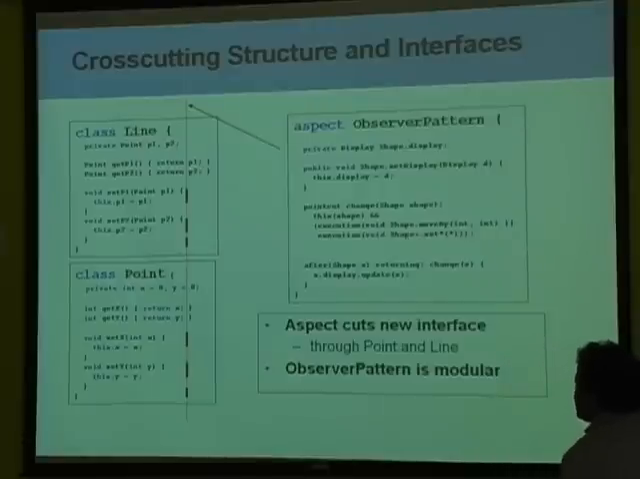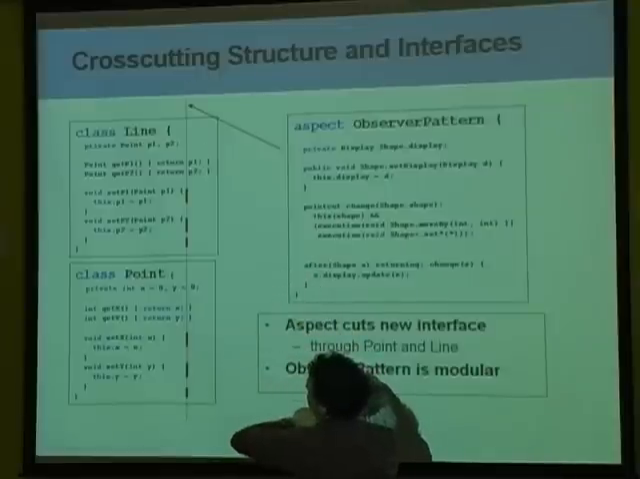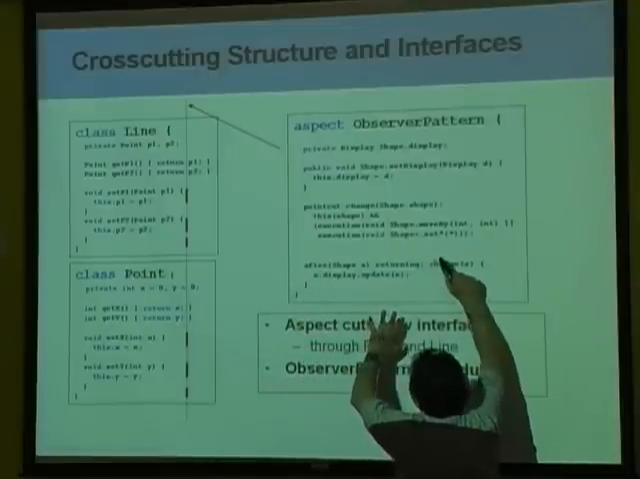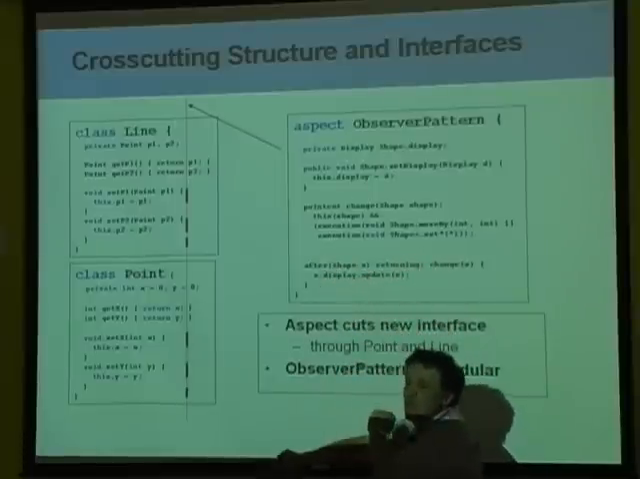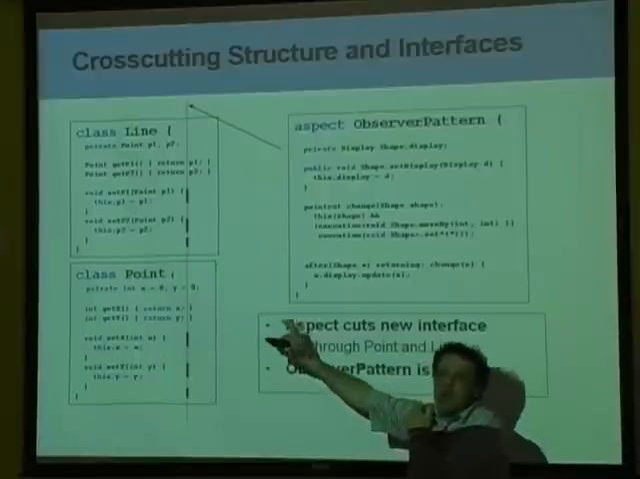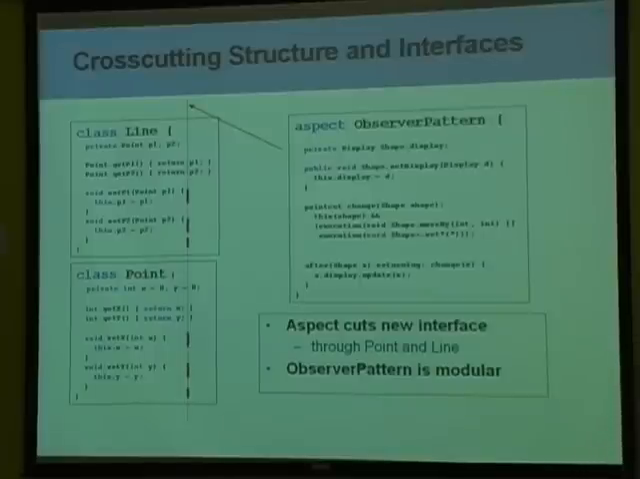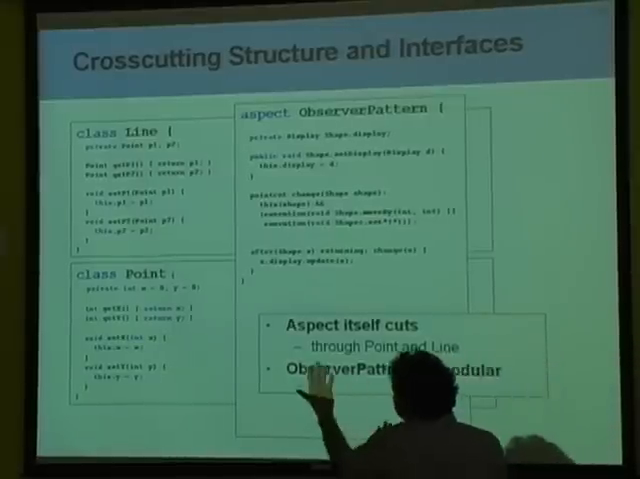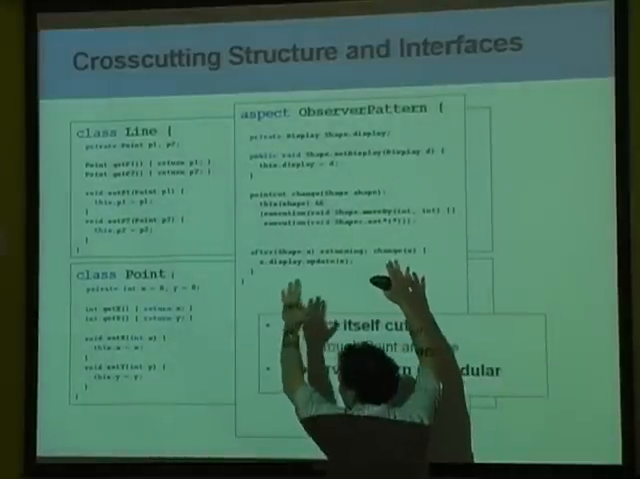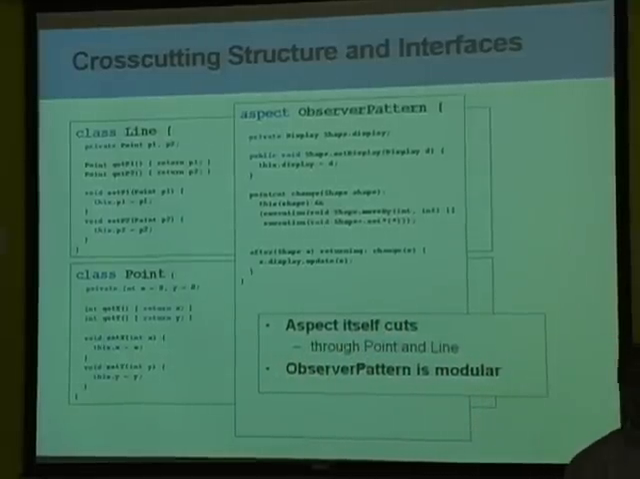One way of thinking about it is this, which is that you've got a dominant decomposition, and you walk up to it, and you use constructs like point cuts and inner type declarations to slice a new interface through it, and then you program against that interface. That's one way of thinking about it. I'm going to give you three. Another way of thinking about it is that you have these different decompositions, and in some sense, the whole aspect kind of slices through those. Those two are quite similar.